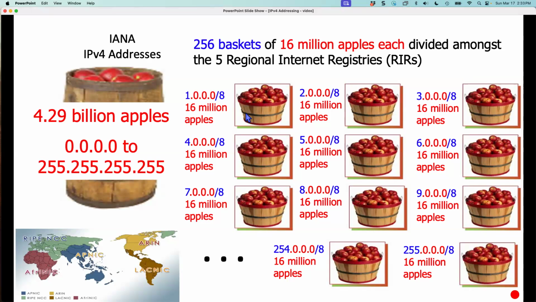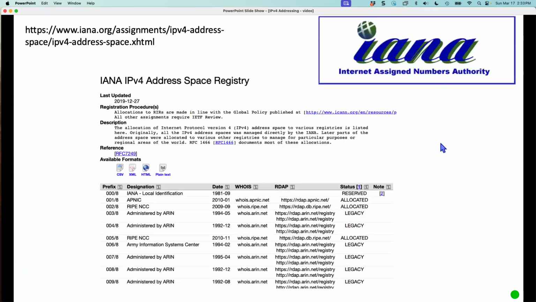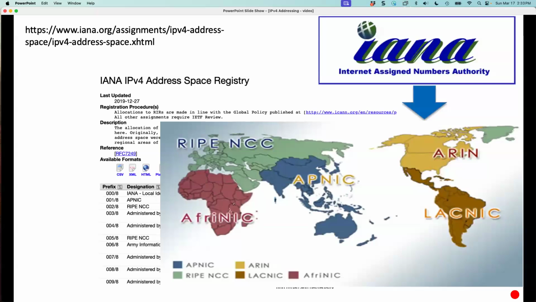They give different baskets to these 5 regional internet registries. By the way, IANA has run out of IPv4 addresses. You can look all this stuff up: which regional internet registry received what /8? It's all out there. Very cool stuff.